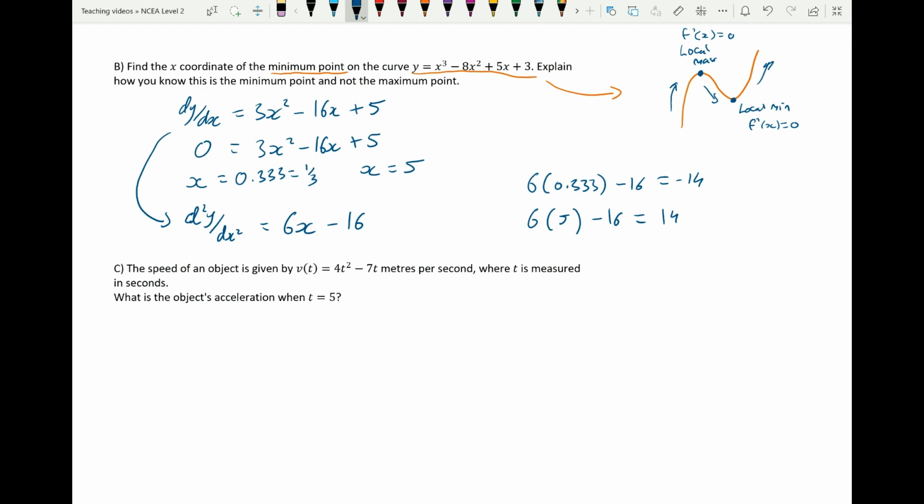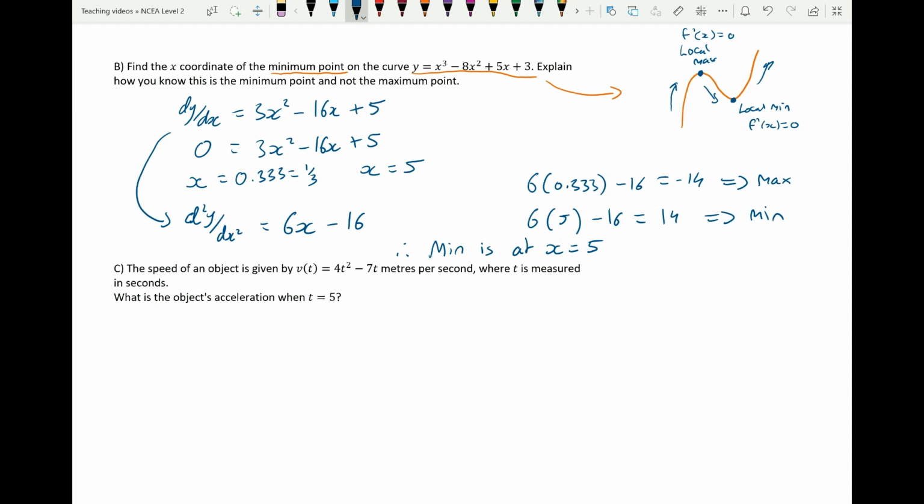So the rule is when the second derivative gives you an answer that's less than 0, i.e. negative, then that tells you it is a maximum point, local maximum. If you get a positive value, then it is a minimum. So that is the best way to mathematically prove that that is a local minimum. So the question was find the x coordinate of the minimum point. Therefore the minimum is at x equals 5.